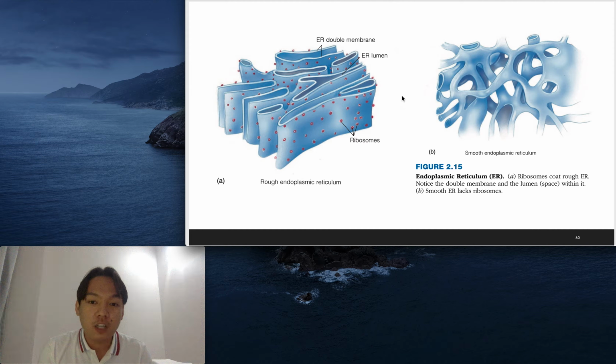You notice the double membrane and the lumen space within in letter A, and you will notice that the smooth endoplasmic reticulum doesn't have ribosomes.